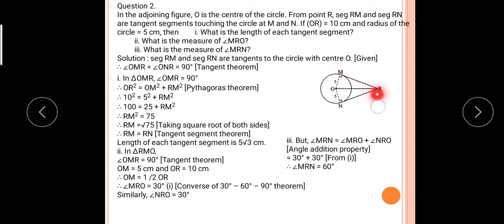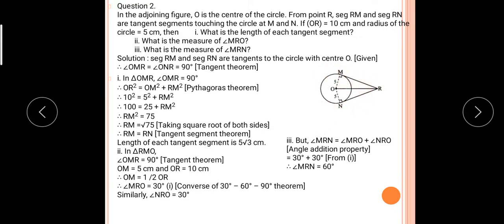So, RM is equal to RN by the tangent segment theorem, because R is a point in the exterior of a circle. When you draw tangents to the circle from an exterior point, these tangents are congruent to each other. Which theorem? No need to write the theorem, you just have to mention the name of the theorem, that is the tangent segment theorem. RM is equal to RN.